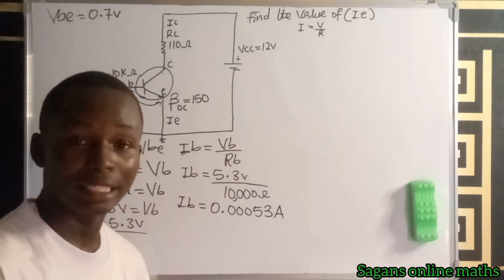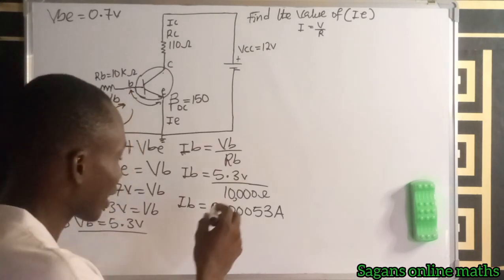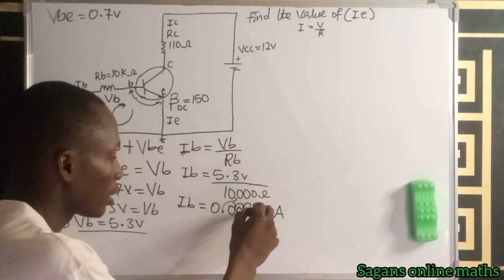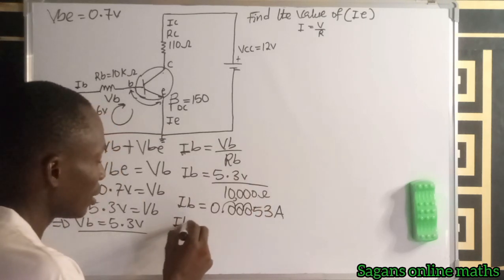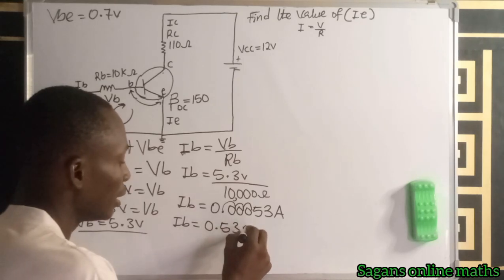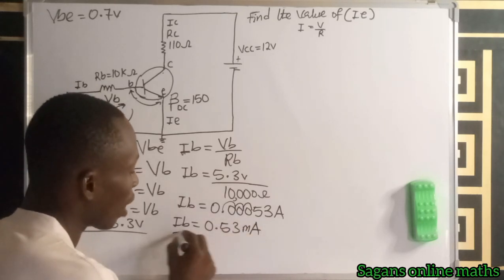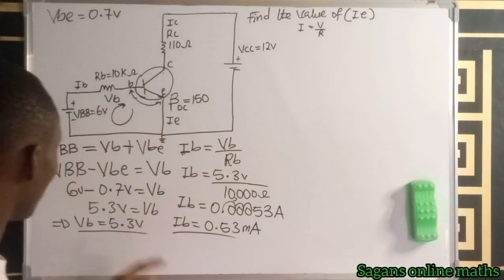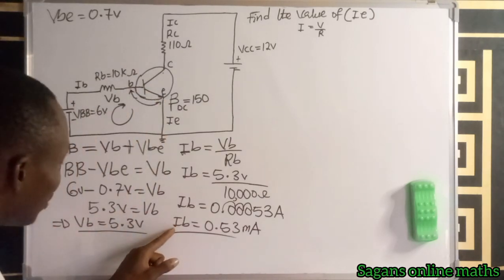Remember that milliamp simply means 10 to the power minus 3. So you can count it 3 times: 1, 2, 3. So you see that IB is equal to 0.53 milliamp. Wow. We're going to talk about IB, since we're getting our IB.